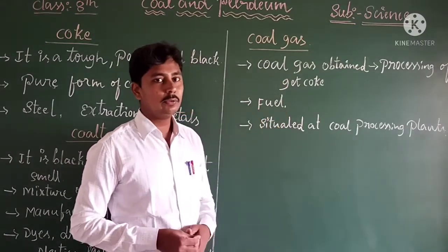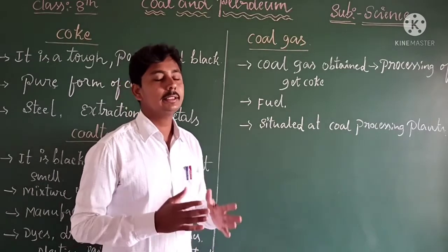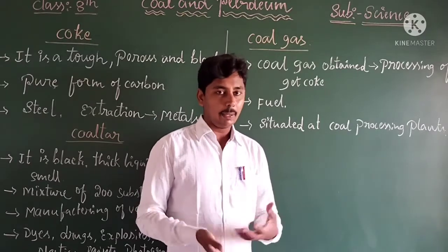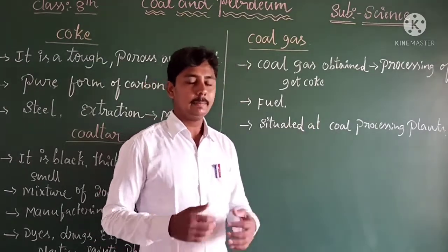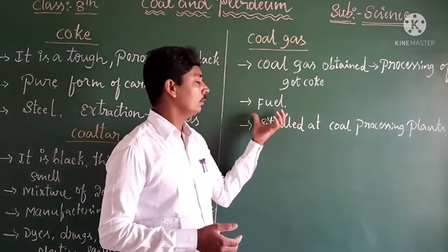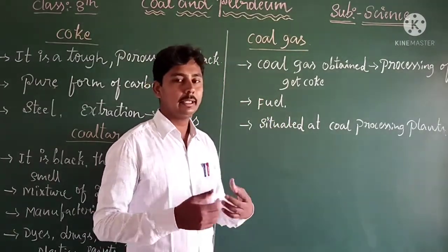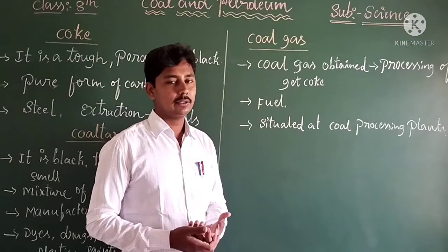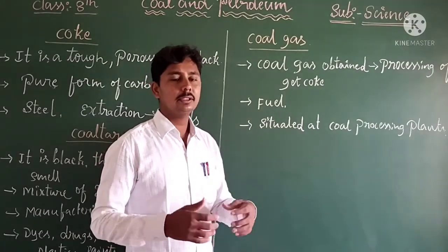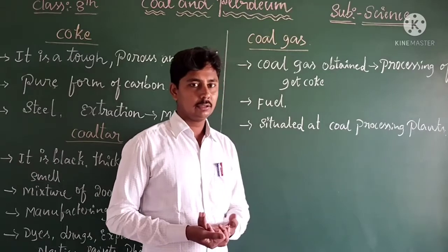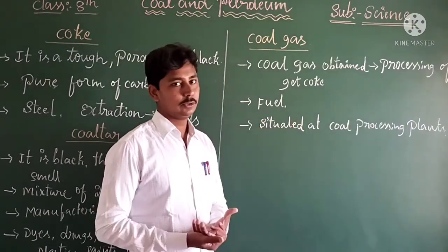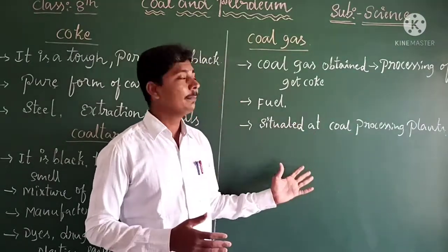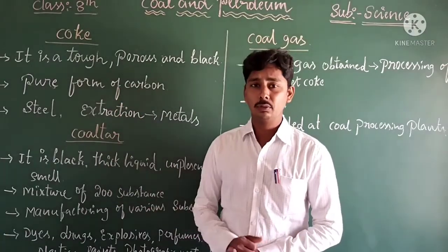Coal gases are used for fuel purposes, which means they are helpful as fuel. It means it burns easily. It also produces steam, and coal gases are used for making different materials. They are used in different industries, and in the manufacture of many more materials. This is situated at the coal processing plant. These are the different products of coal.